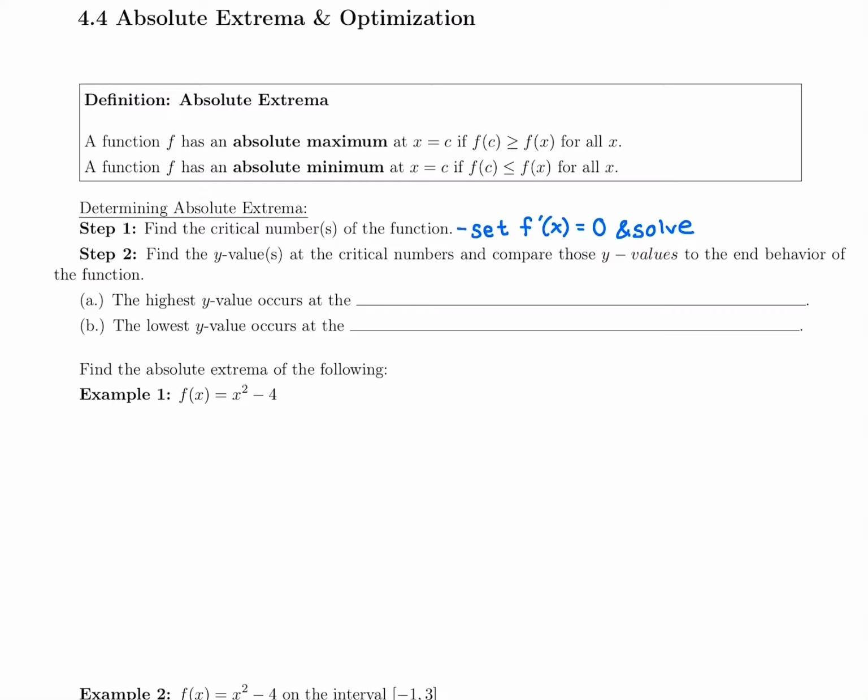So the second step is going to vary. Ideally, we will not have to make a sign chart as long as we're given an interval of interest that we're on, a lower endpoint to an upper endpoint. So we're going to find the y values of the critical numbers that are on the interval of interest and compare it to the y values of the endpoints. We want to remember the highest y value is going to occur at the absolute maximum. And the lowest y value is going to occur at the absolute minimum.